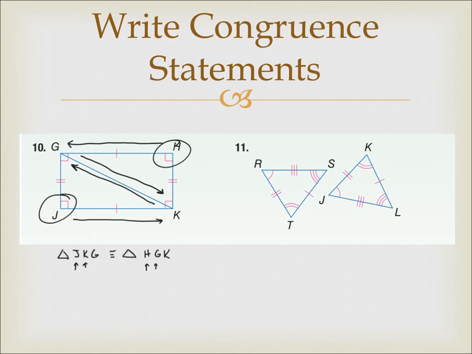Video's going to pause again. Do number 11. So for this one, in both triangles, I started with the angle that had the 1 congruency mark. Now you could have started from anywhere. This is just where I chose to start from. Then I went down to the angle that had the 2 congruency marks. So that's from R to T and from J to K. And then from T, you go up to the third one, and then from K, you go down to the third one for L. Make sure your letters match.